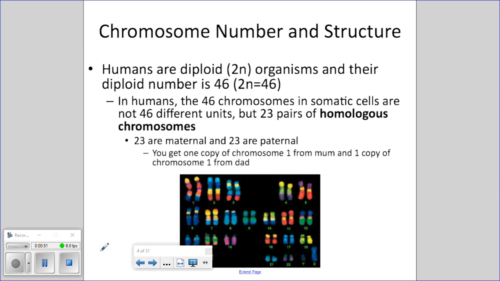So where do those 46 chromosomes come from to add up to 46? 23 chromosomes you get from your mom, 23 chromosomes you get from your dad.